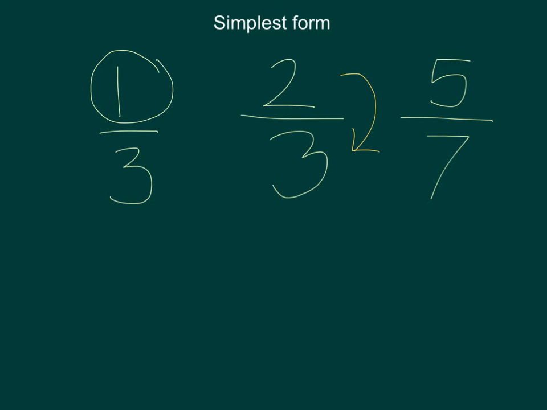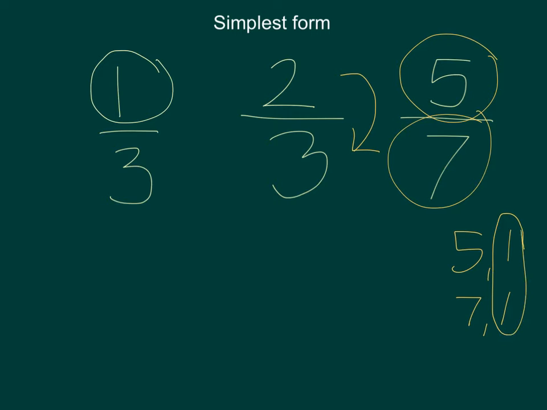Probably the hardest way to figure out if a number is in simplest form is with this one. So we have to think about, what do 5 and 7 have in common? I suggest that you think about their factors. The factors of 5 are 5 and 1. The factors of 7 are only 7 and 1. If 1 is the only number they have in common, then again, that number is in simplest form.